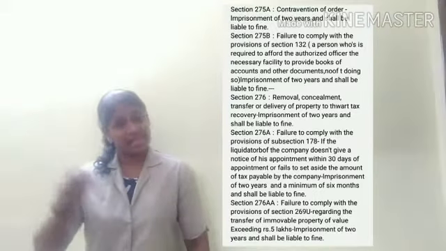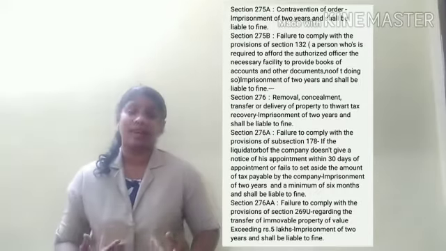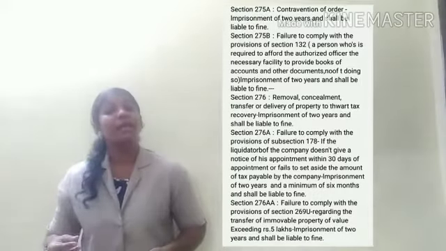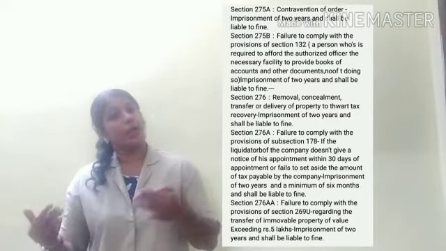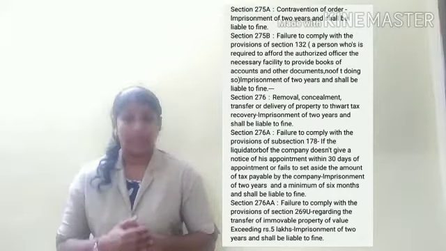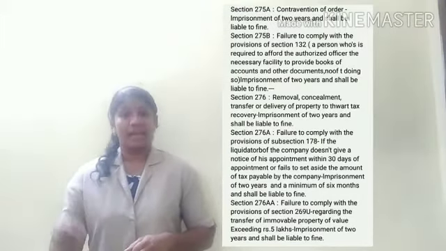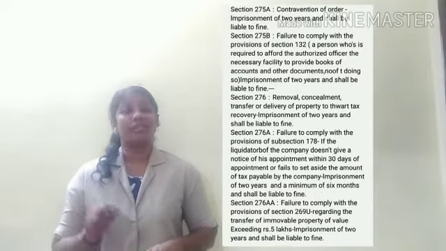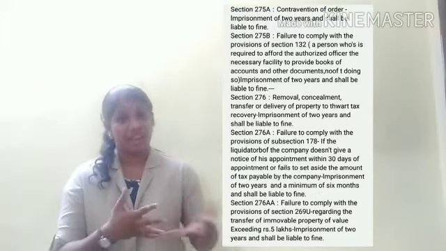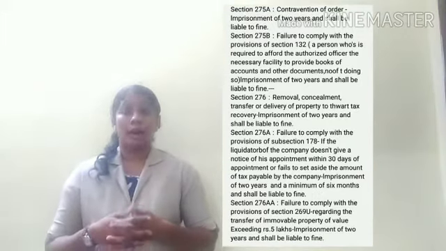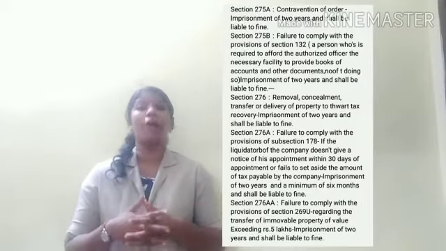So if any property is removed or concealed or withheld in order to cancel tax recovery, thwart means to prevent. If a person removes or conceals or delivers or transfers any property in order to thwart tax recovery, he shall be liable for a punishment of 2 years and is liable for an amount of fine.